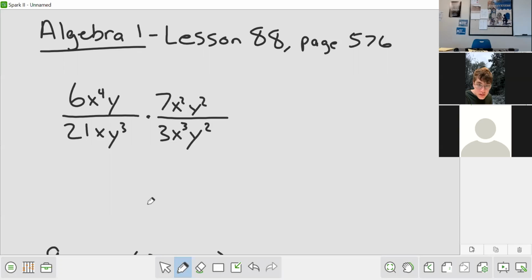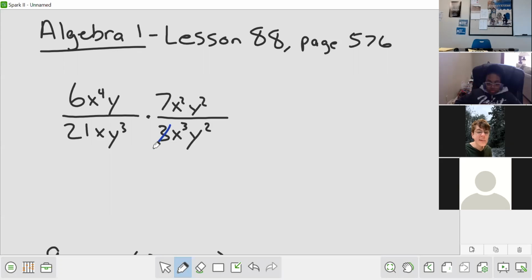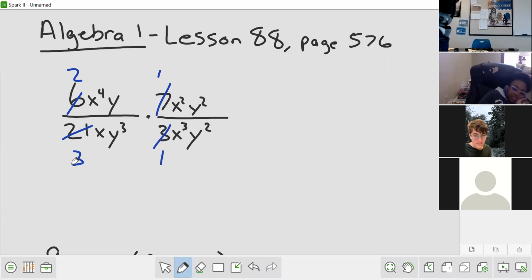Well, I can do some cross canceling here between the numbers. For instance, I can cross cancel between the 3 and the 6, make that a 1, and this is a 2. And I can cross cancel between the 7 and the 21, make that a 1, and that a 3.